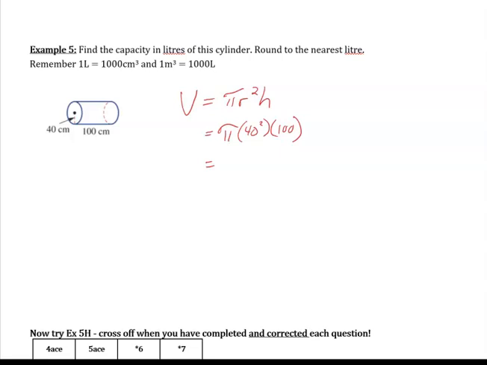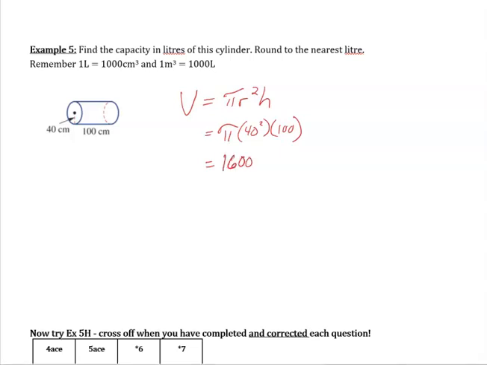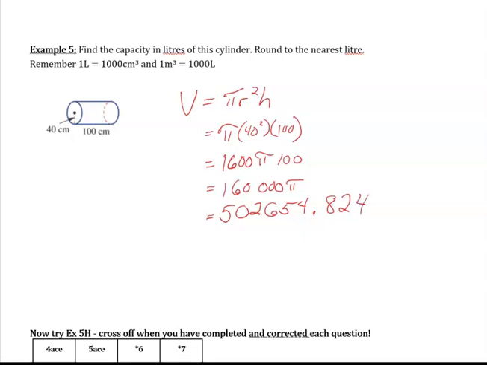Oh, 1600, yay! 1600 times pi times 100. And so what we can do is go ahead and multiply 1600 by 100, which is pretty easy. I don't need my calculator for that. 160,000, careful with that, times pi. And then I use my calculator to multiply by pi, and that gives me the outrageous sum of 502,654.82, and that's in cubic centimeters.